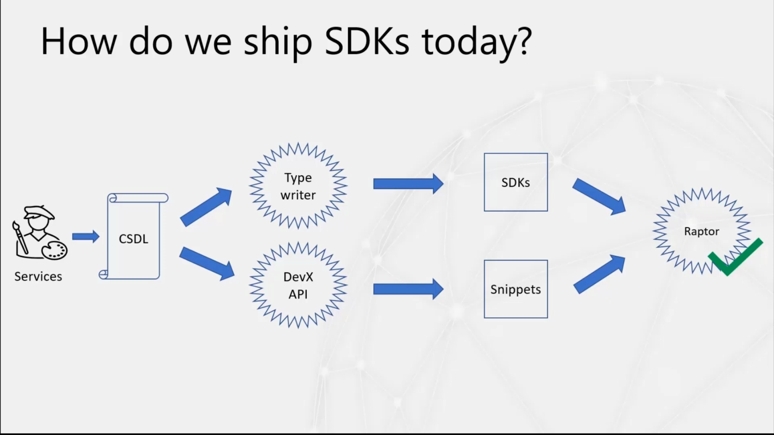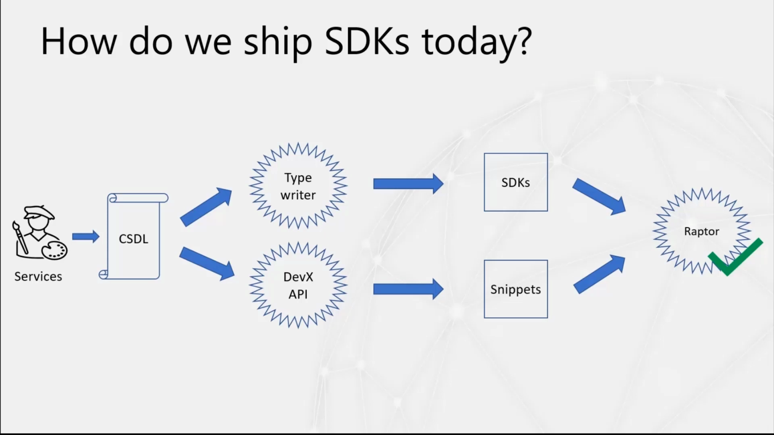But of course, we want to make sure those SDKs are up to standards and of good quality. So we have a second tool called the DevX API that generates the snippets in the documentation. It also generates the code snippets when you use Graph Explorer. This is how you get from an HTTP request on Microsoft Graph to a code snippet in .NET, Java, or any other language. So we use that second tool and the CSDL again to generate the different snippets in the documentation.